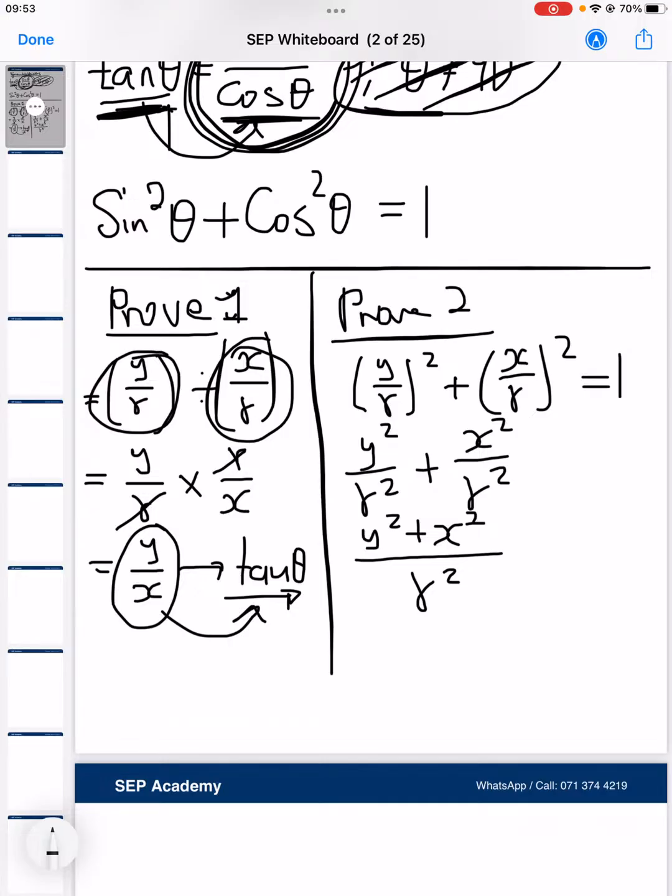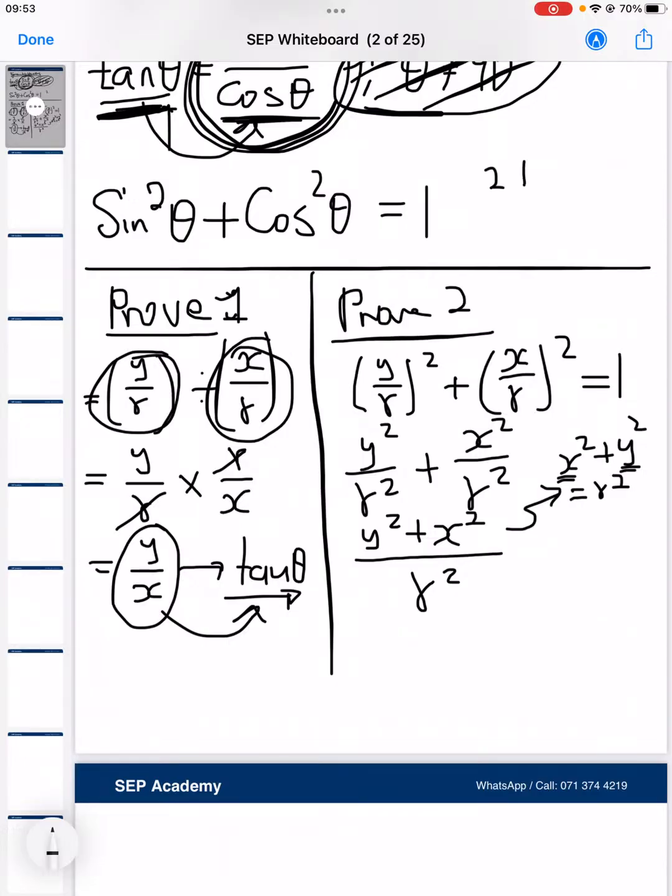But remember this thing, I think it is the same as the theorem of Pythagoras, where x squared plus y squared is equal to r squared. So it doesn't matter if it is y squared plus x squared or x squared plus y squared, whichever one comes first, it doesn't matter.